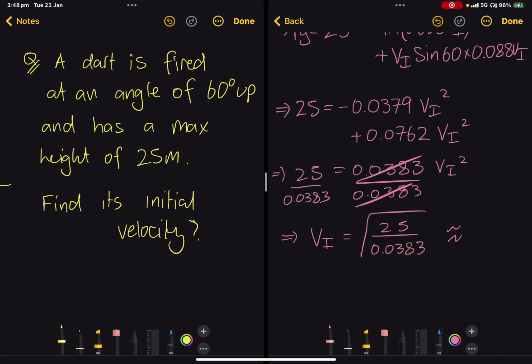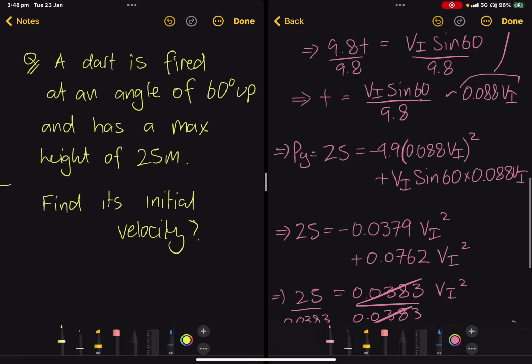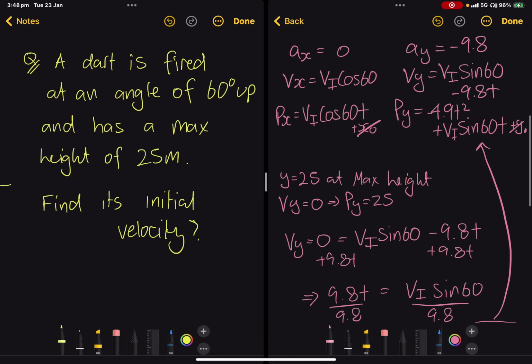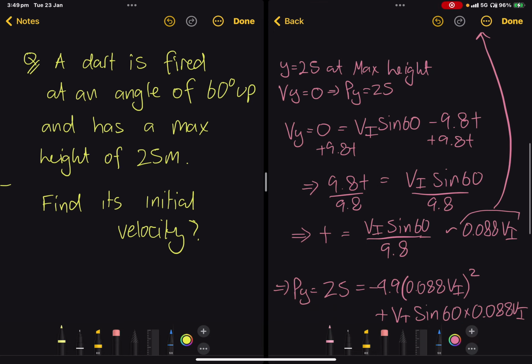So square root of 25 over 0.0383. I've got 25.55, that is to 2 decimal places, and that is in meters per second. And this is the answer that I was after here. So there was a whole lot of work in here. Right? We went through a whole bunch of steps in order to construct a formula to let us find this initial velocity. We also did a whole lot of rounding.